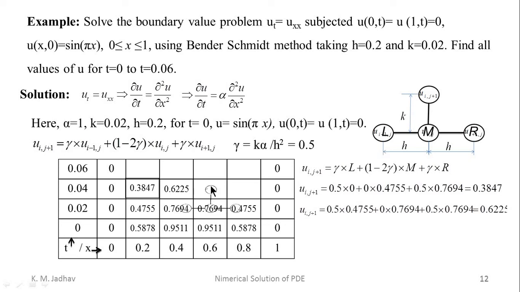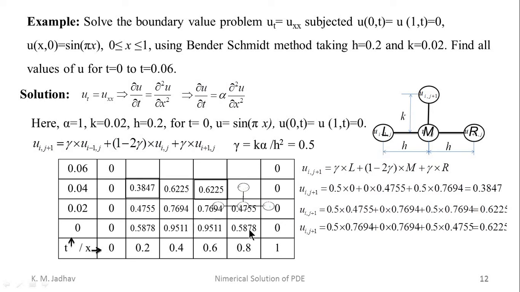Then we will calculate the value at this point. Here this is the left side value, this is the middle value, and this is the right hand side value. If you put these three values in this equation, then we will get the value of u as 0.6225. So we can write here 0.6225.